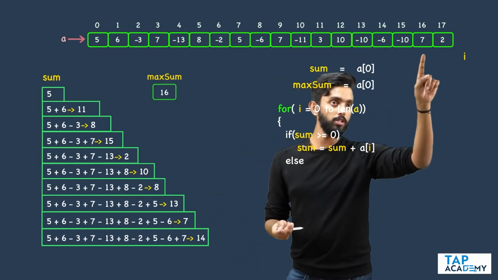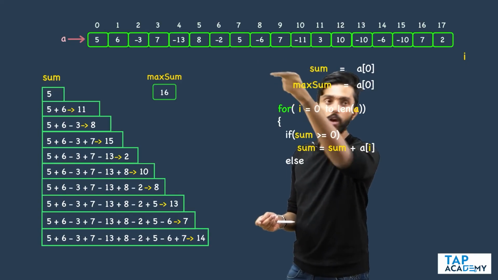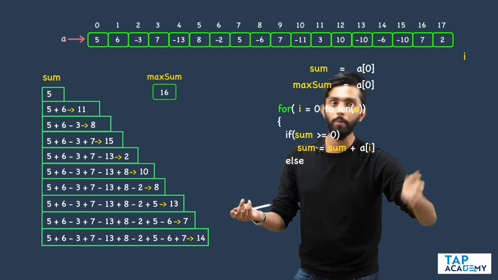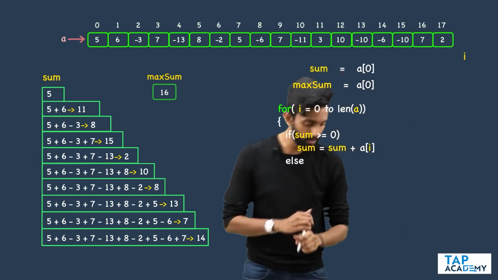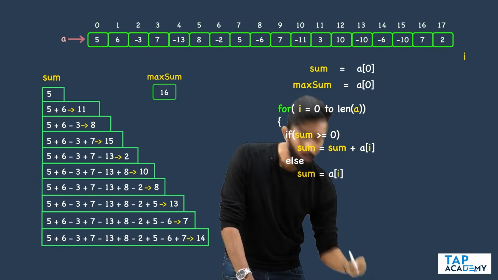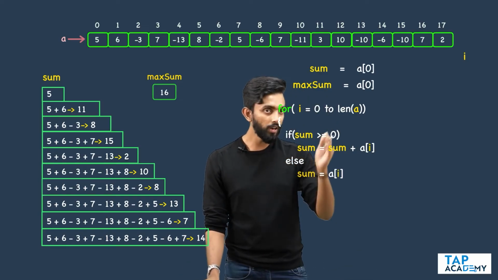For example, this businessman at 7 didn't want to join hands with others because they were negative. So what did he do? He told, I will start from fresh, I will start on my own and I will start bringing others into my business. So what happens? What happens is sum becomes equal to a of i. As simple as that. Any confusion till here?